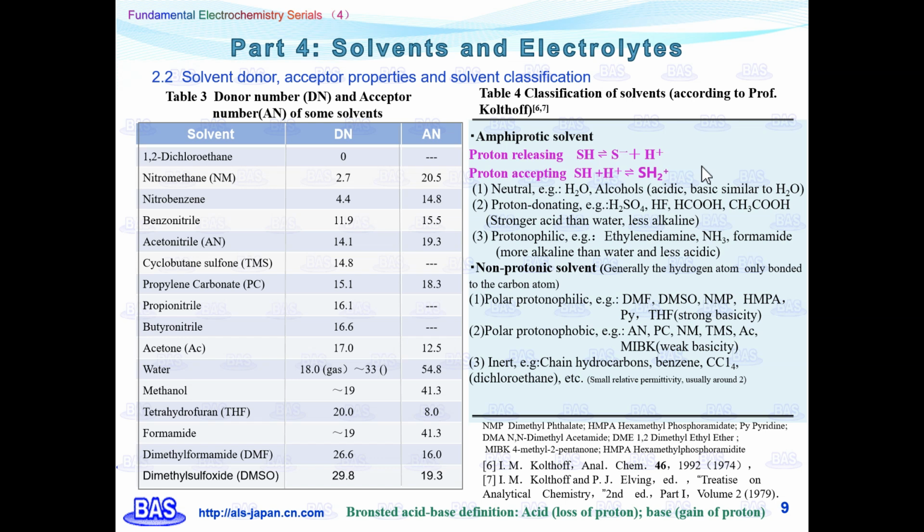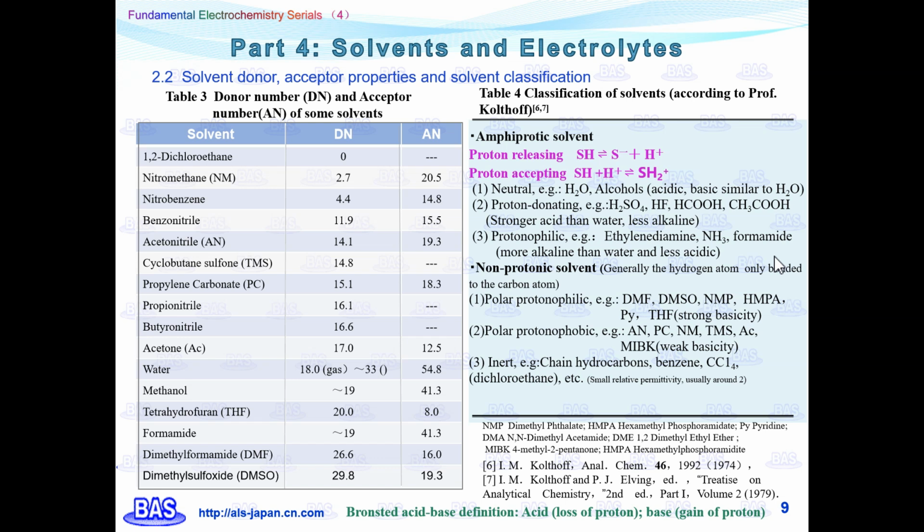Solvents that are much more acidic and less basic than water, such as sulfuric acid, hydrofluoric acid, formic acid, acetic acid, etc., are proton-donating solvents. On the contrary, solvents that are less acidic and more basic than water, such as ethylenediamine, ammonia, formamide, etc., are protonophilic solvents.